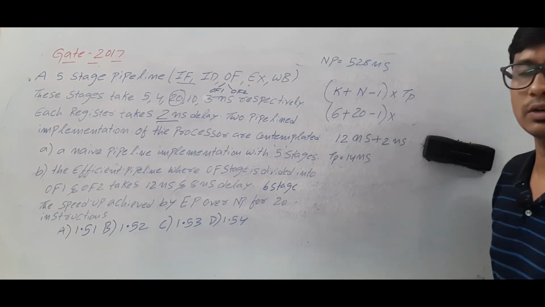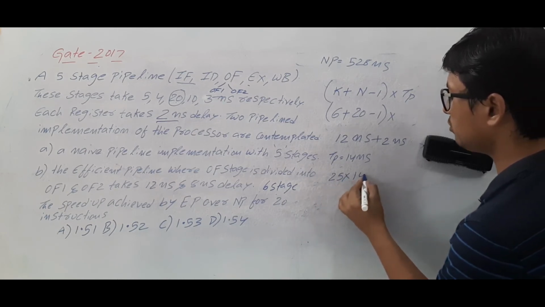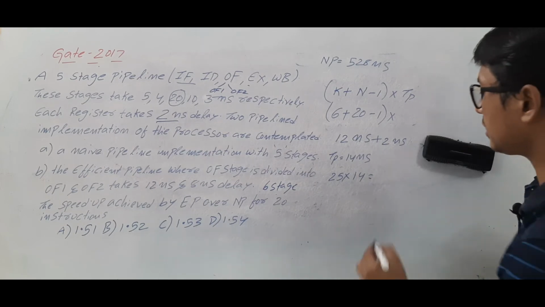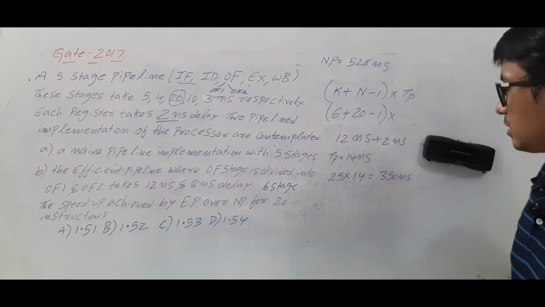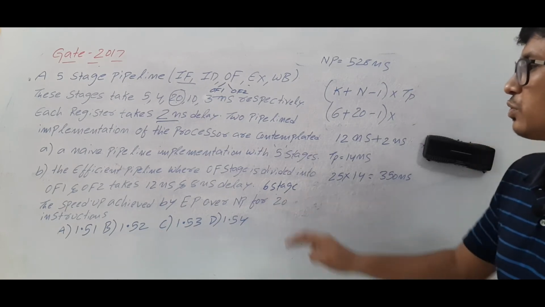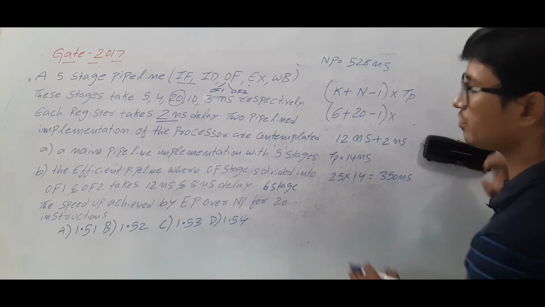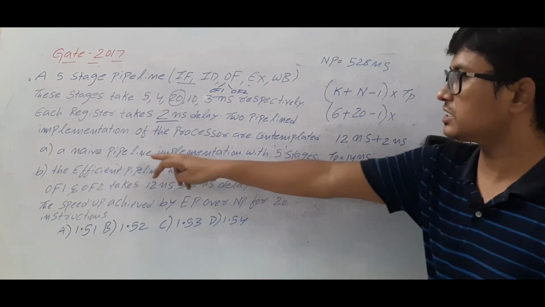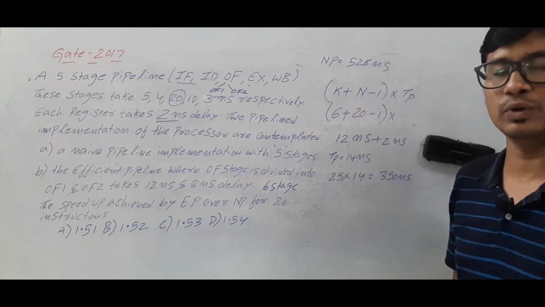So what do I have to do? 6 plus 20 minus 1 is 25. So 25 into 14, you will get 350 nanoseconds. Are you able to understand? So if I execute these 20 instructions using the efficient pipeline, I got 350 nanoseconds. The same instructions, if I execute using the naive pipeline, I got 528 nanoseconds.